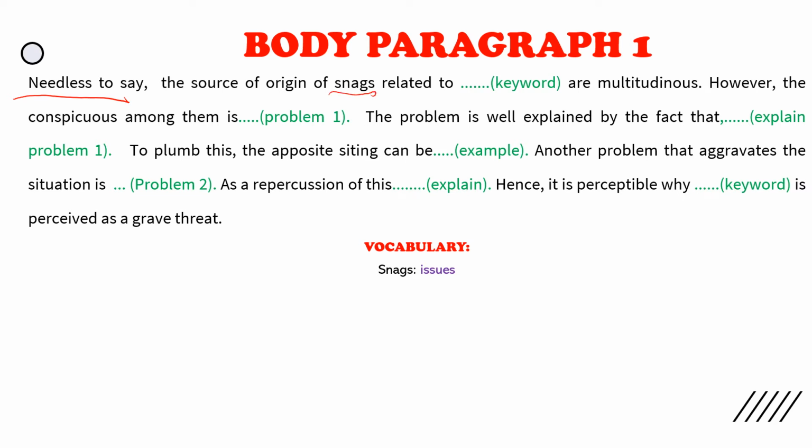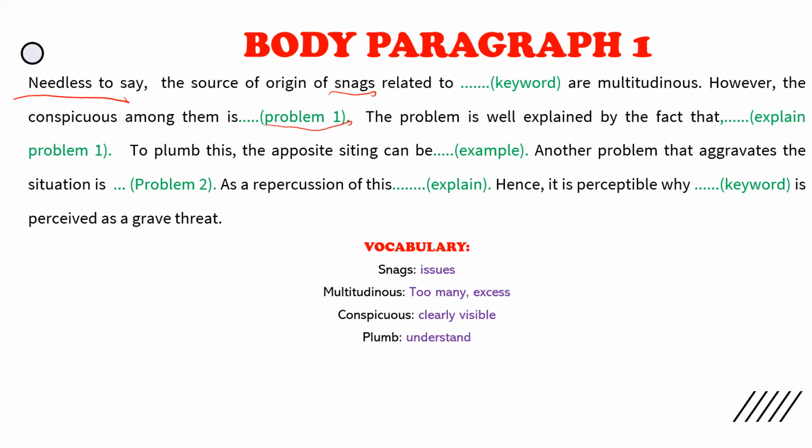The source of origin of issues related to overpopulation are multitudinous, that is many. Okay, too many, it's in excess. However, "the conspicuous among them" is, that is clearly visible. There are many, but the one that is clearly visible among them is whatever the problem is. So if it is overpopulation, you can say traffic congestion or scarcity of food or something like that. Whatever your problem 1 related to the essay's topic is, you are going to write that problem here.